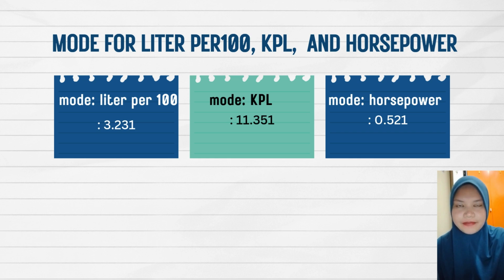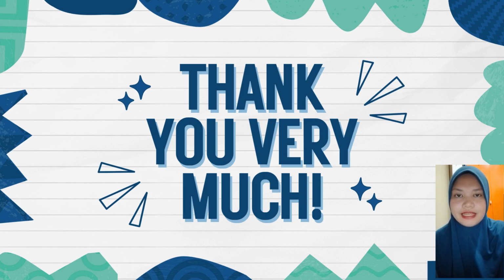And lastly, my calculation for the mode of the liter per 100 variable is 3.231. Mode for kilometers per liter is 11.351, and last, mode for horsepower is 0.521. That's all from me.